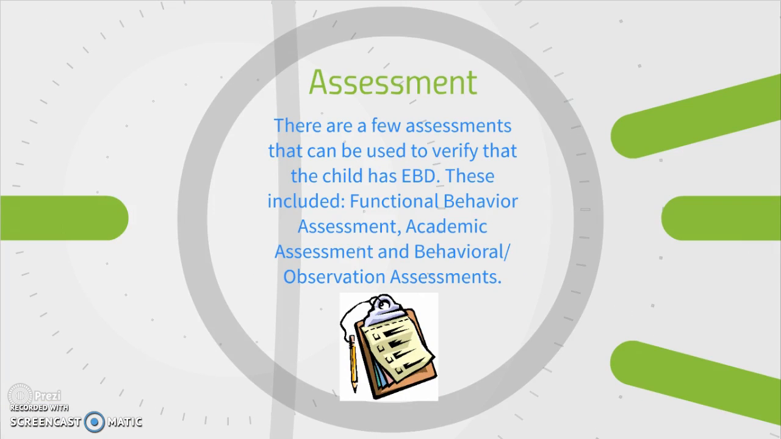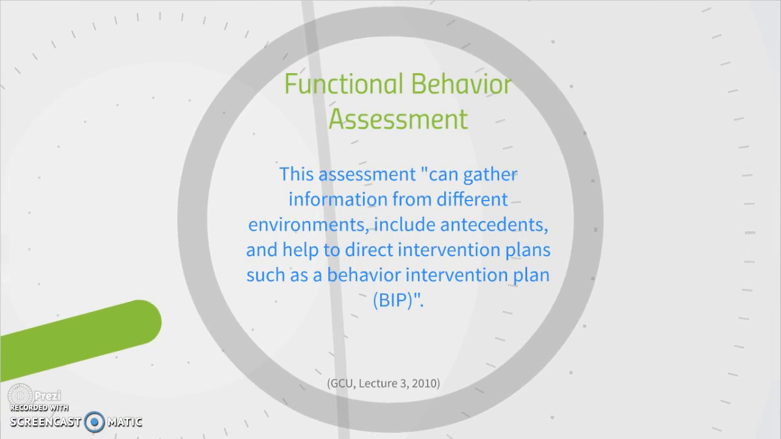Assessment. There are a few assessments that can be used to verify that the child has EBD. These include functional behavior assessment, academic assessment, and behavioral observation assessments. Functional behavior assessment is used to gather information through data that includes antecedents, and help to direct intervention plans such as a behavior intervention plan. This works together with a behavior plan. The data collected will tell the IEP team what should be included in the plan.